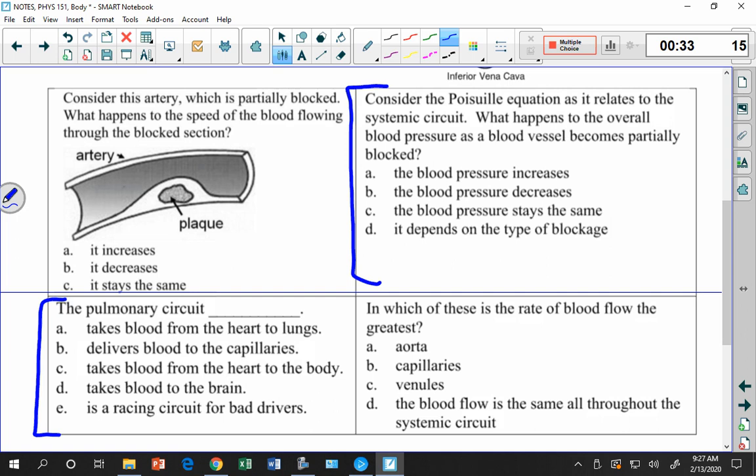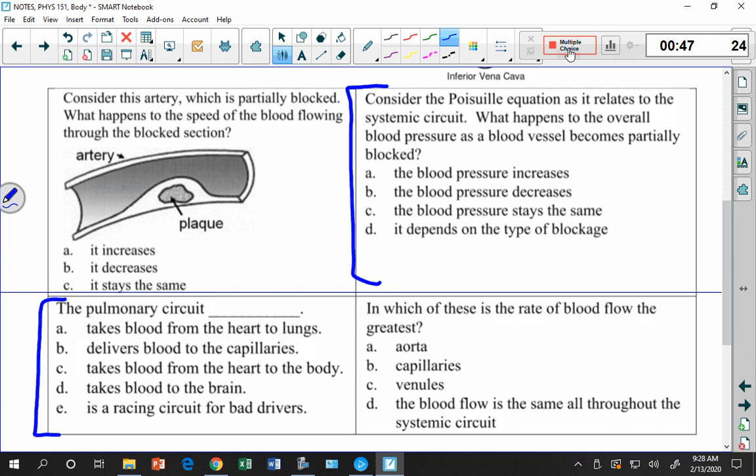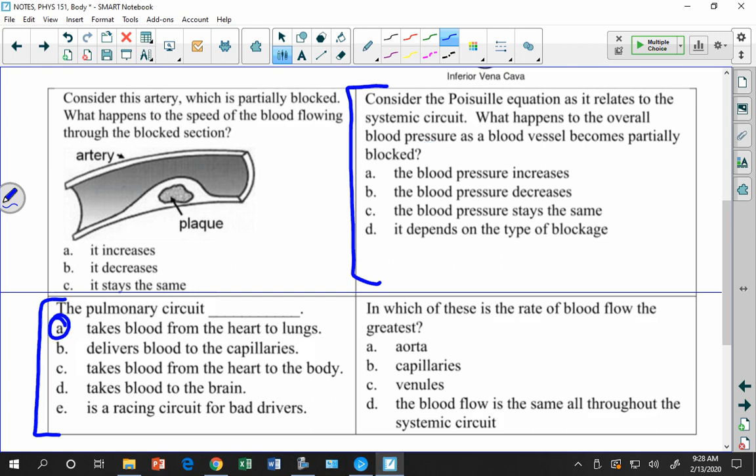The pulmonary circuit does what? And the one on the bottom left. I'm going to stop at 55. Okay, good. A is right. It takes blood from the heart to the lungs. So it takes that used blood or the depleted blood from the heart out to the lungs. And then in which of these is the rate of blood flow the greatest?